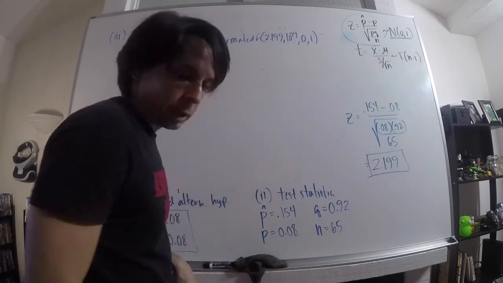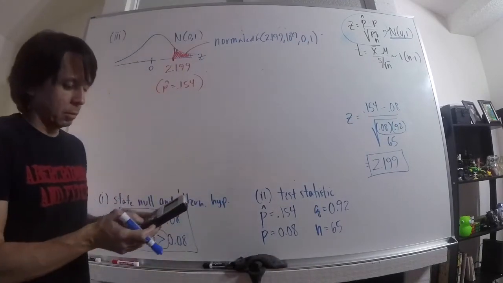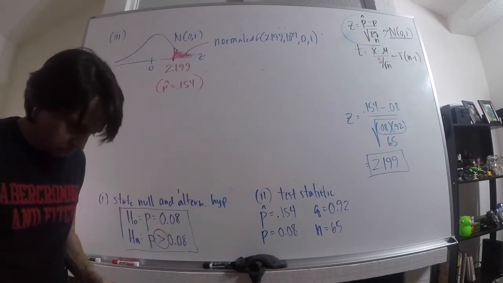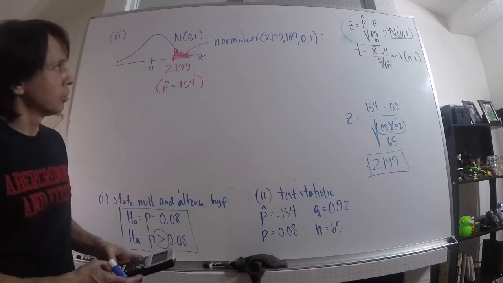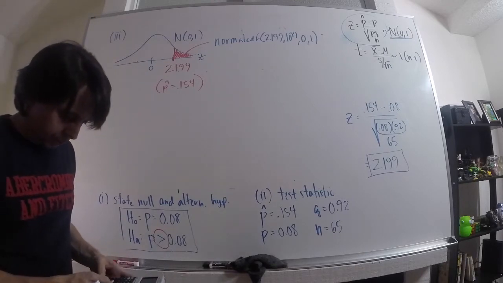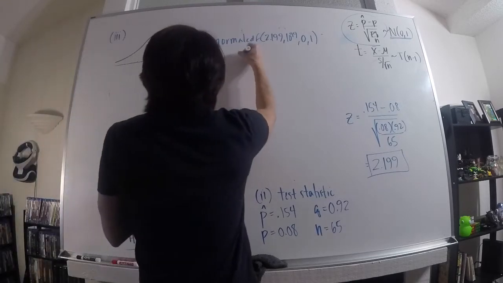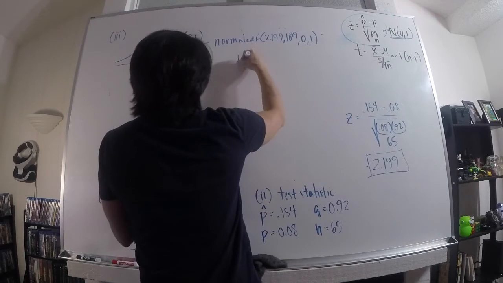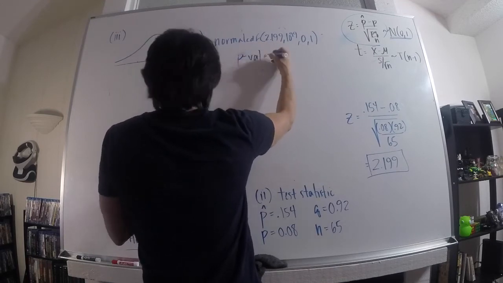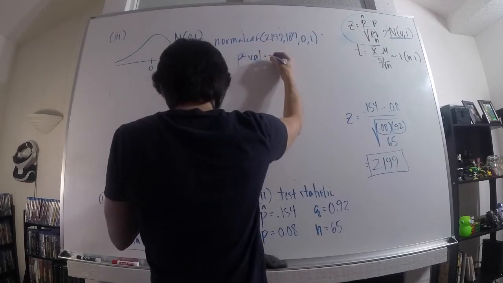All right, let's do that. What did I just say? 2.199, 10 to the 99, 0 and 1. Okay, and I got a p-value. Let me label that. P-value is equal to 0.0139.